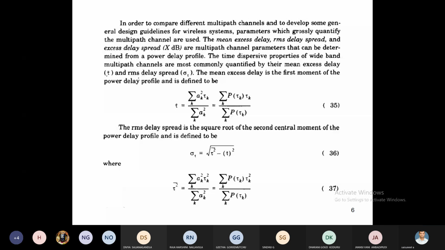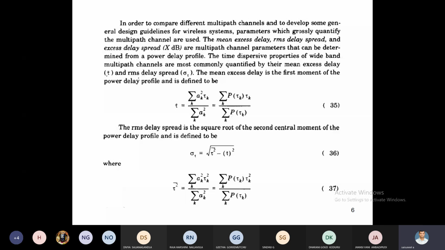Nothing but the calculation is the ratio between P and voltage, and P equals VI, otherwise P equals V square by R. Here V is nothing but voltage. Similarly, a_k square is nothing but amplitude, which depends upon the voltage. That's why it is power directly, which is equal to summation over k of P of tau_k multiplied with tau_k divided by summation over k of P of tau_k. That is the mean excess delay.